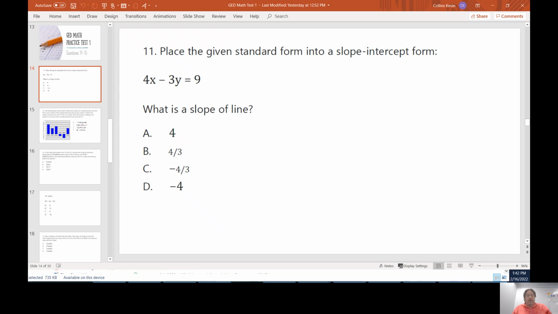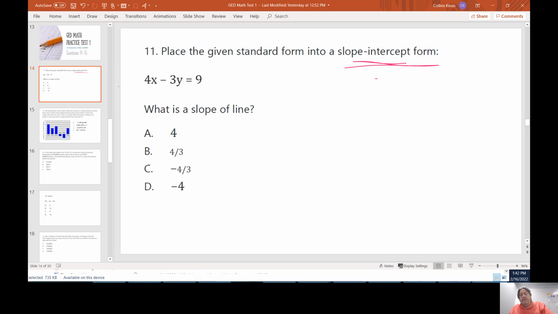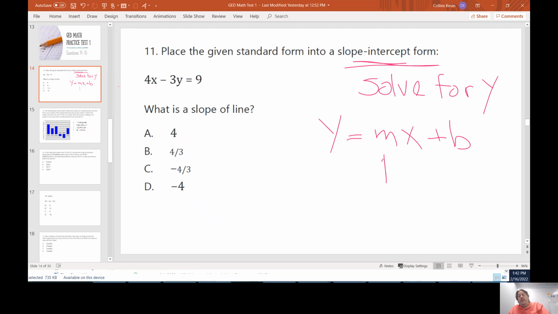Let's get going. All right, so it says, given the standard form, put it into slope-intercept form. Here's the code word: when they say slope-intercept form, that means solve for y. So it says, what is the slope of the line? When you solve for y, this is that y equals mx plus b stuff. M means slope. I have no idea why, but it does. So the slope is the number in front of the x.